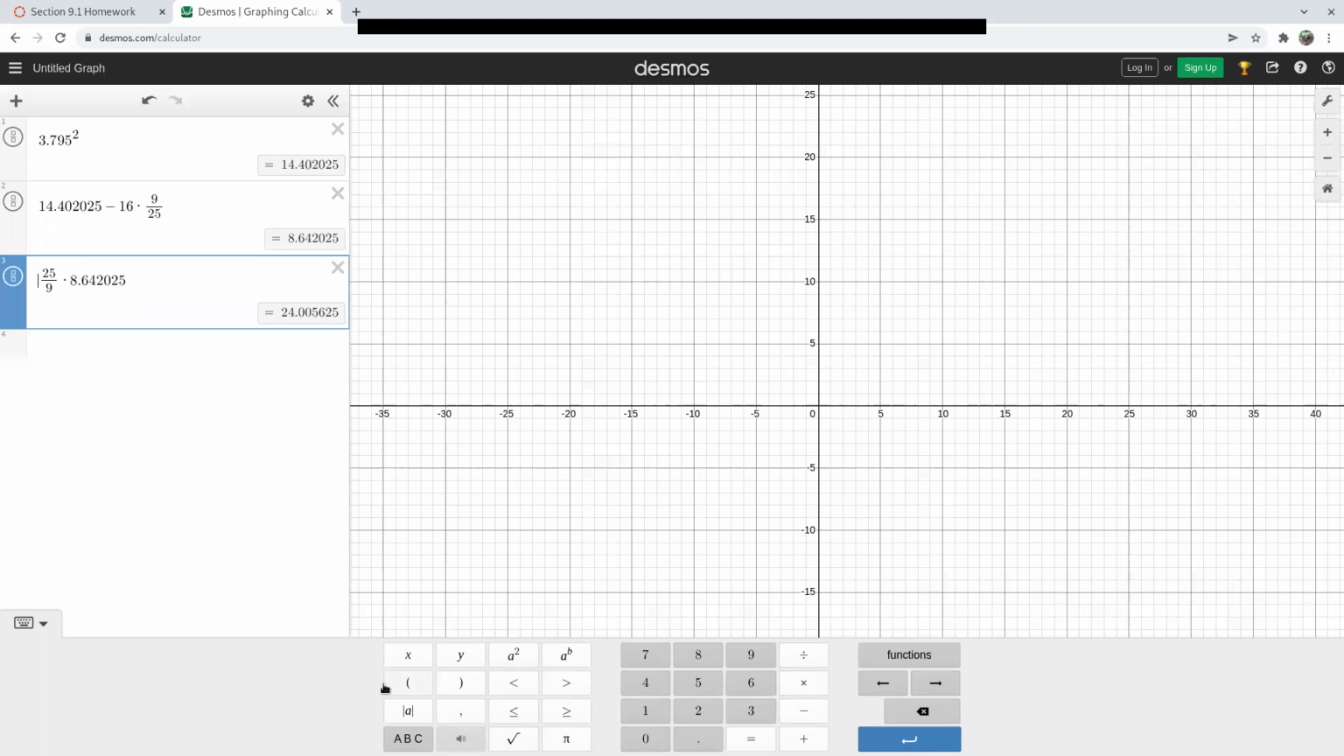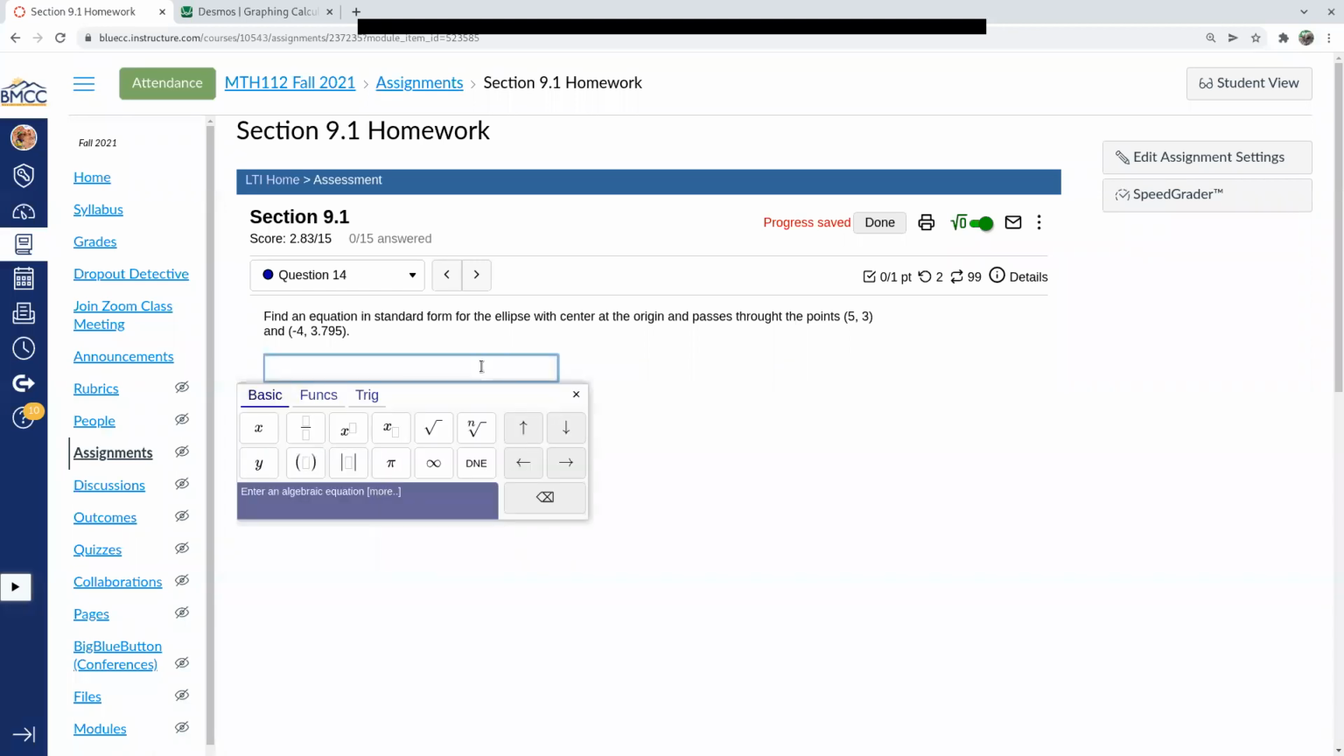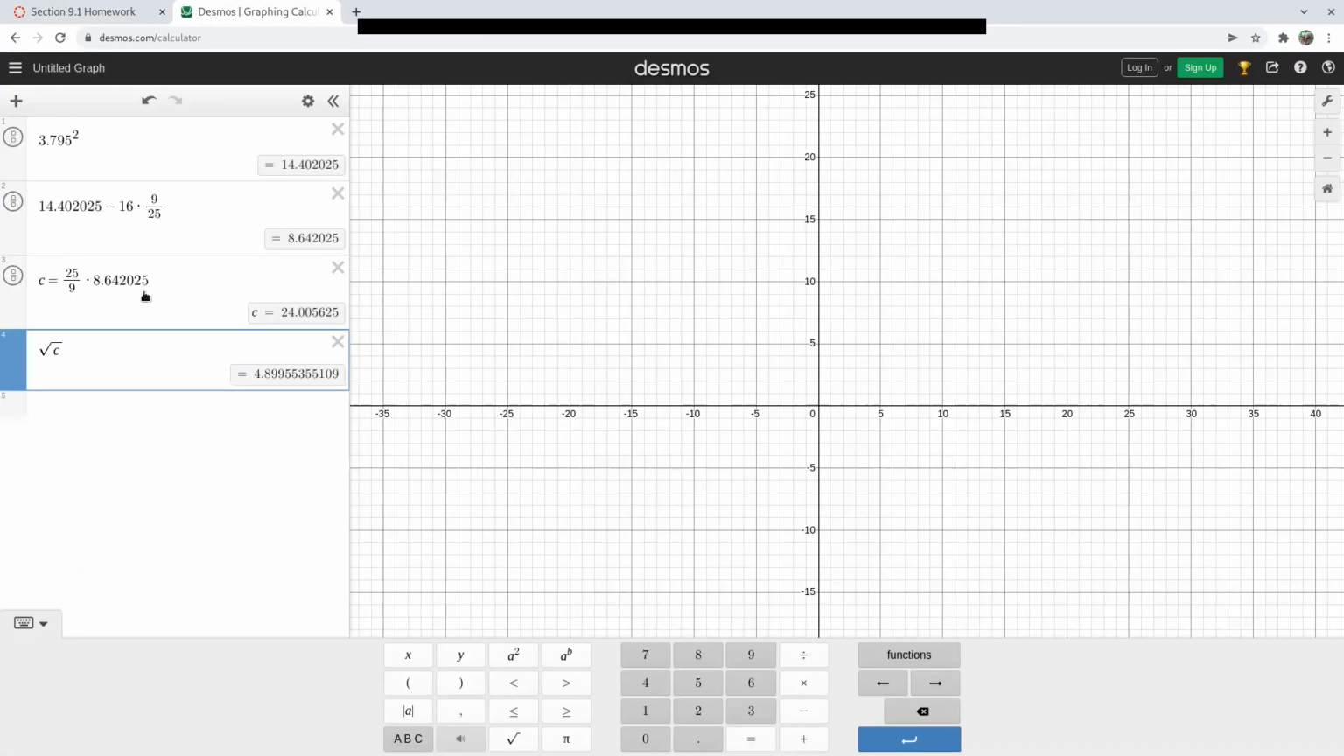So let's name that thing. I'm going to call you C for now. And then I want the square root of C. So I get that crazy number right there, so about 4.8995. And did they tell me any rounding information here? No rounding information. Since that was given to 3 decimal places, maybe I could round to 3 decimal places in the end. So that number right there is my B.